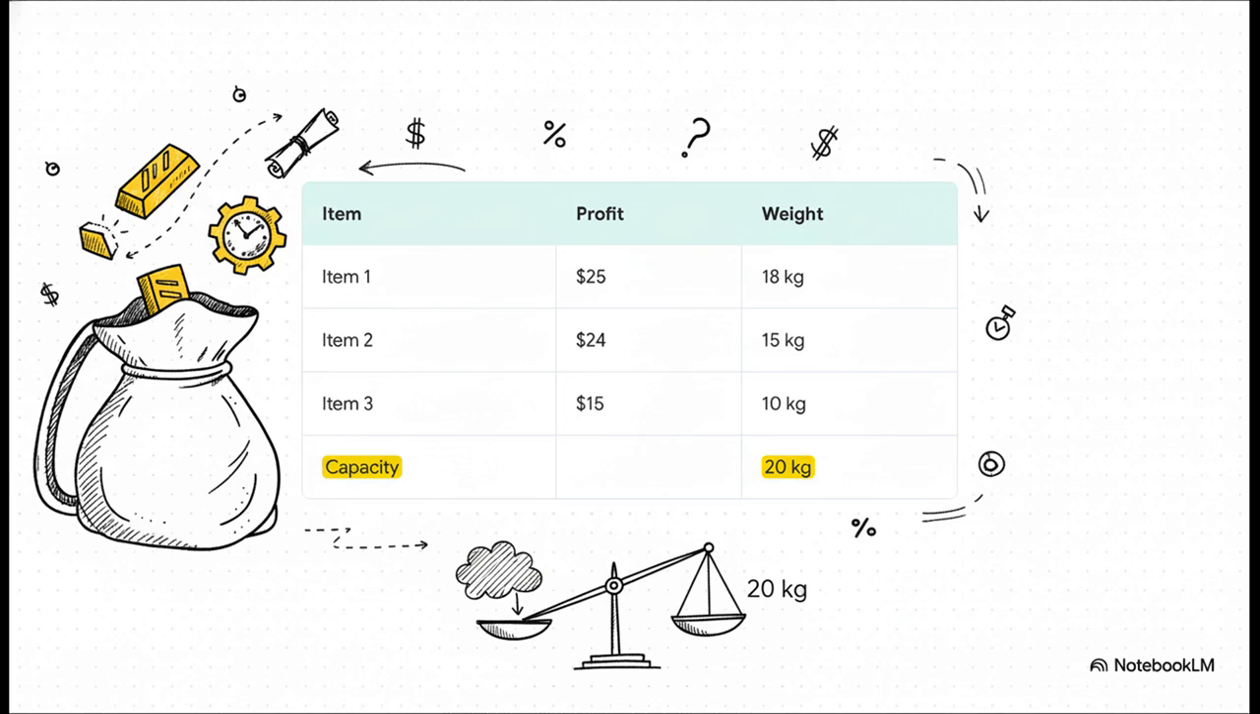Now here's a really important rule for this particular problem. You're allowed to take fractions of items. Think of it like being able to scoop out some gold dust instead of having to take the whole heavy bar. This little rule is key. So with that in mind, how do we decide what to pack?